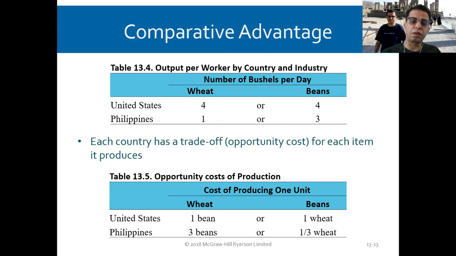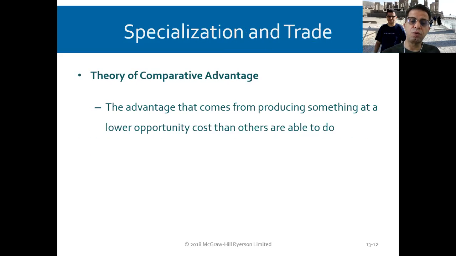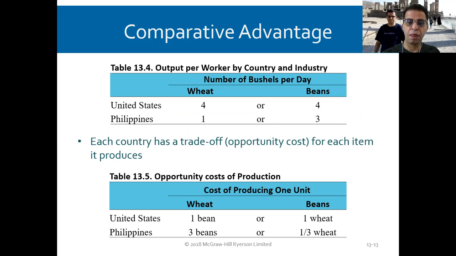Now, let's look at an example, the US versus the Philippines. Let's assume that the United States can produce 4 wheat or 4 beans, and the Philippines can produce 1 wheat or 3 beans. Each country has a trade-off, an opportunity cost, for each item it produces. So if the USA stops producing wheat, they will end up producing 4 beans, and if they stop producing beans, they end up producing 4 wheat. That's what you call opportunity cost.